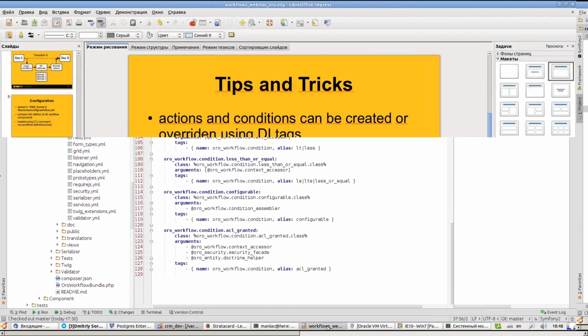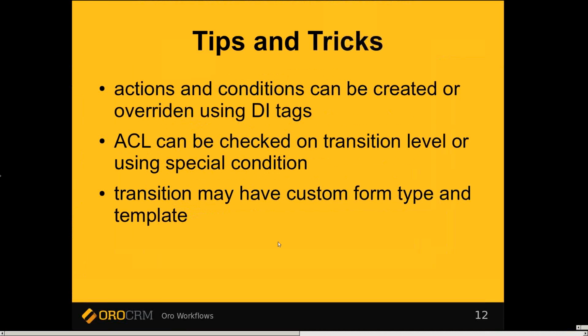Next useful thing is ACL. You can set ACL parameters on transition level. You can specify an ACL resource that can be checked before the transition is executed, and in fact this check will be transformed into a special condition called ACL granted that you can also override using DI. You can find it in the list of all conditions, and add an additional check if you're required to do that.